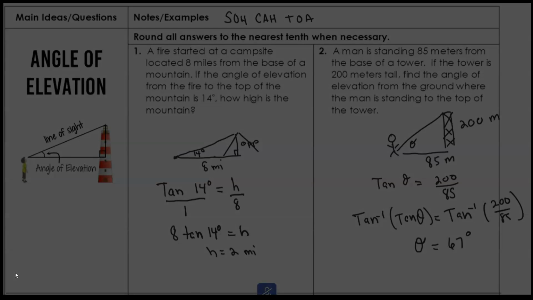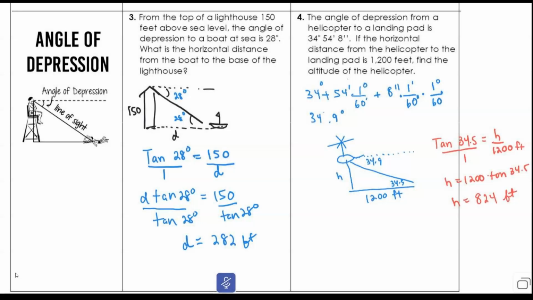We're going to go ahead and do number 3. Now, these two problems have to deal with the angle of depression. So it says from the top of a lighthouse, 150 above sea level, the angle of depression to a boat at sea is 28 degrees. What is the horizontal distance from the boat to the base of the lighthouse?